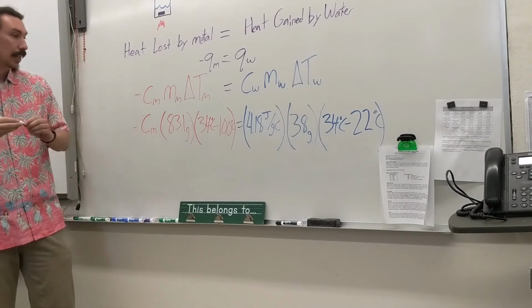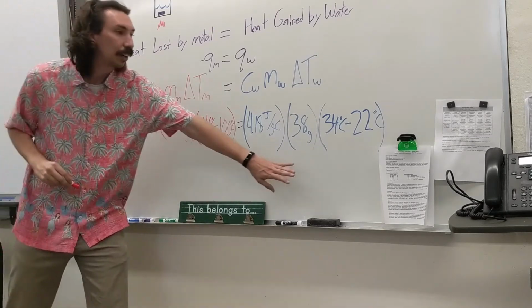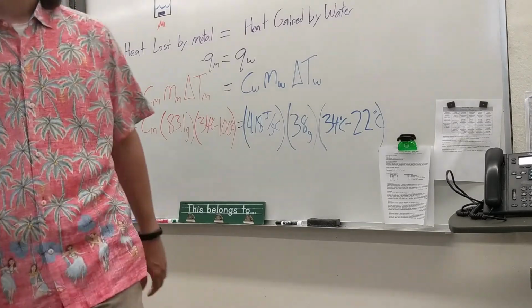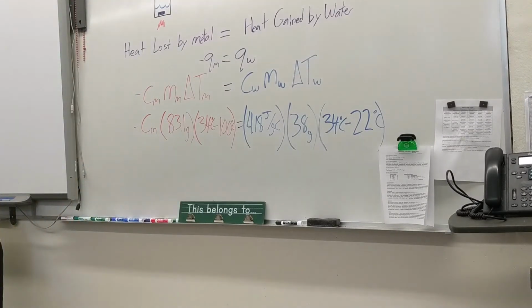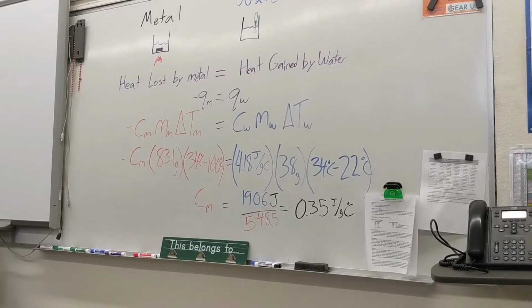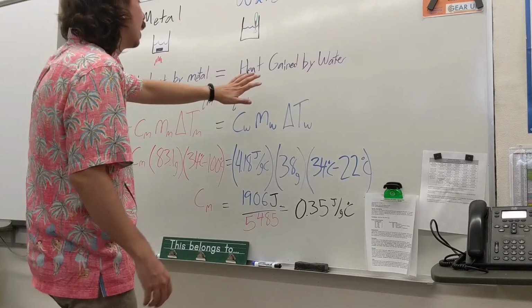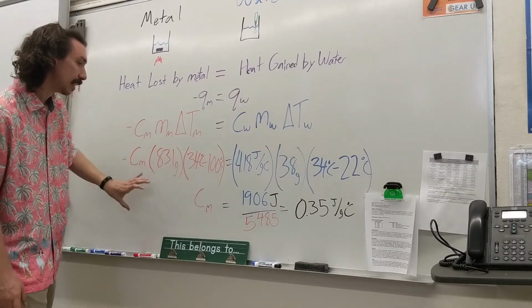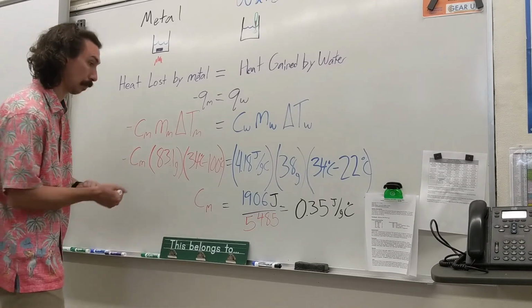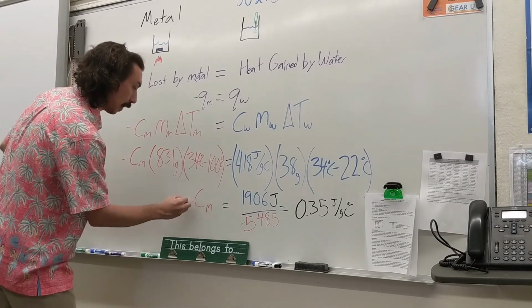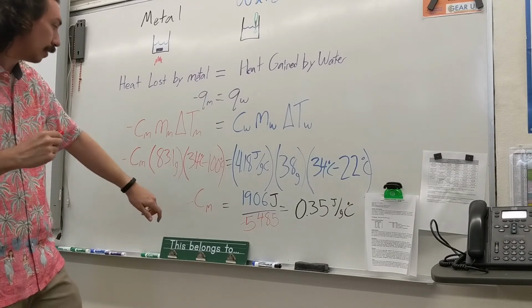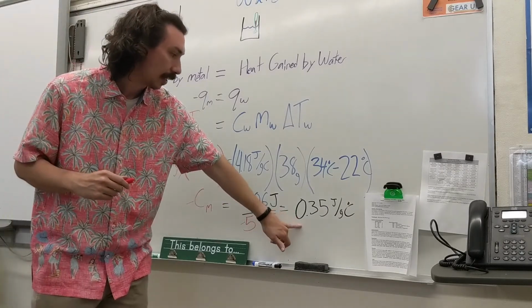All right, so let's do the math now. We got all the numbers, and let's calculate our specific heat. All right, so by doing these calculations, 6 joules, we divide it by these numbers we got on this side. And our answer comes out to 0.35 joules per gram Celsius.